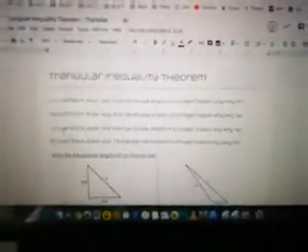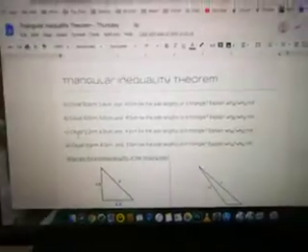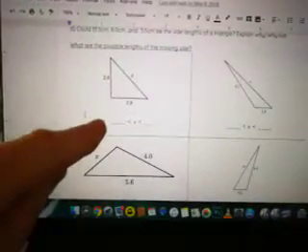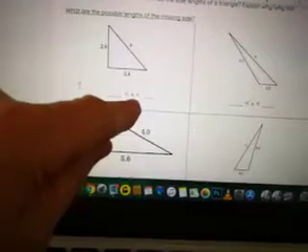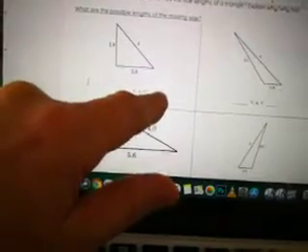Okay, last lesson we were working on the triangular inequality theorem, and we might have come up with some questions that looked a little bit different to the ones that we're doing in class. So we're asked here to find what the x is, and we're told that the x must be smaller than something and bigger than something. So I just wanted to show you what that is on this particular paper.